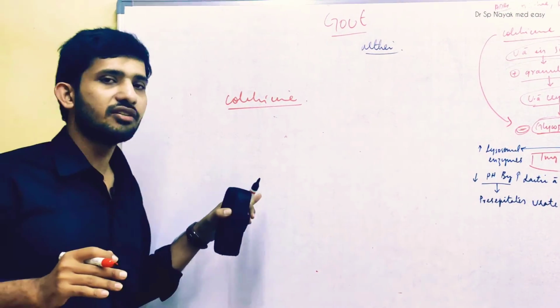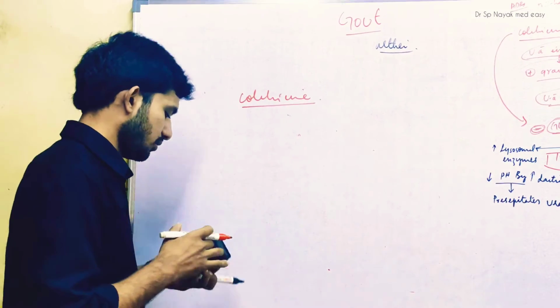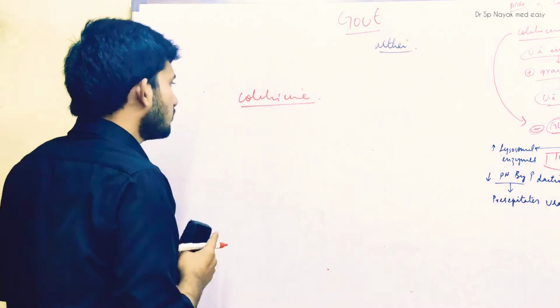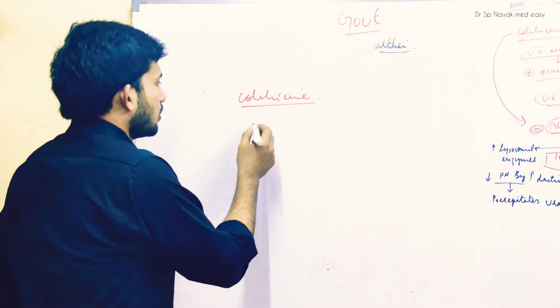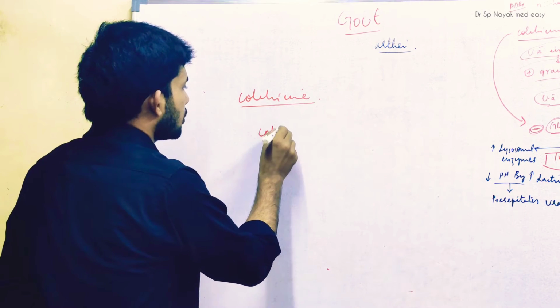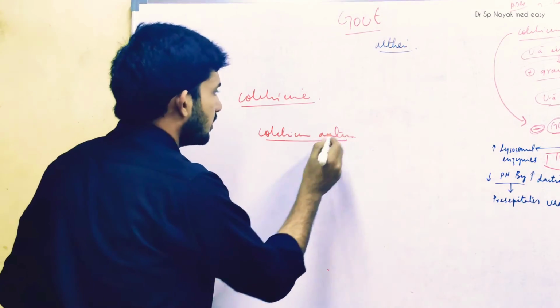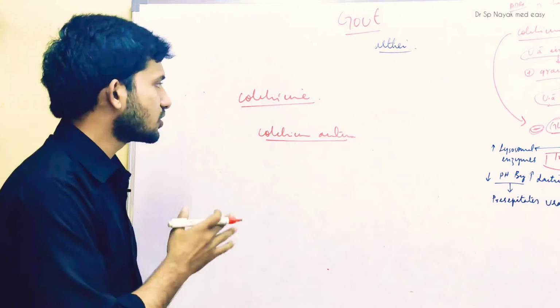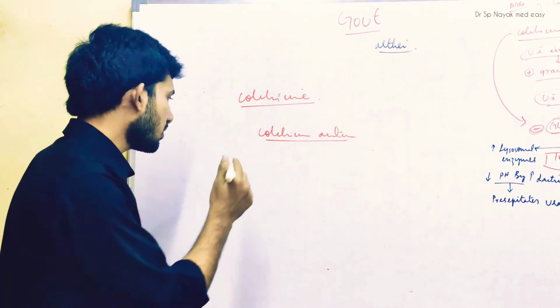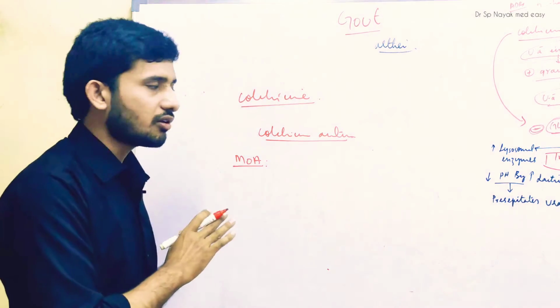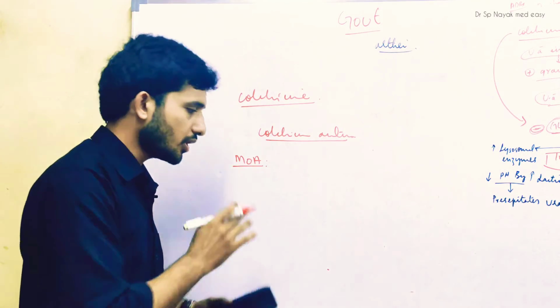Remember guys, colchicine is an alkaloid. It is synthesized from a plant, Colchicum autumnale. Colchicum autumnale is the plant, and from this plant colchicine is obtained. And we should understand the mechanism of colchicine. The colchicine mechanism is very, very important.